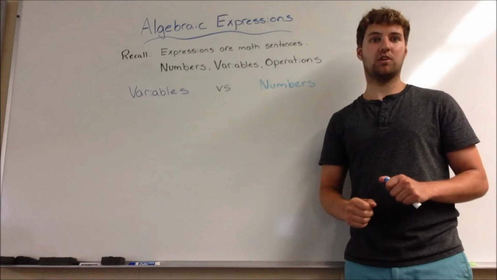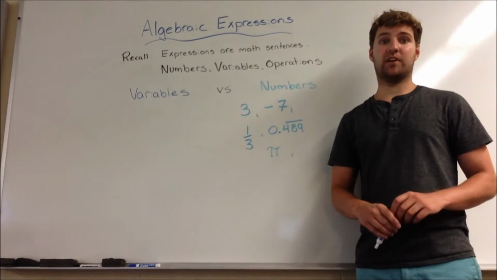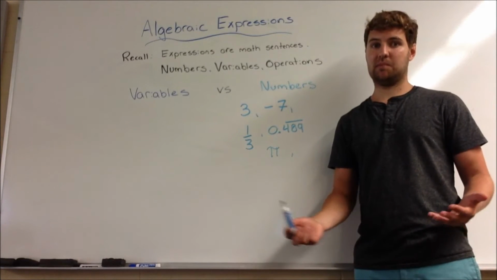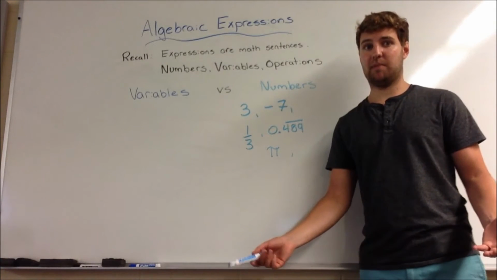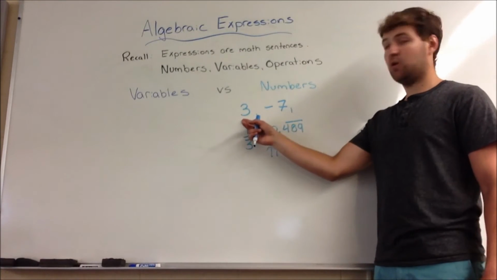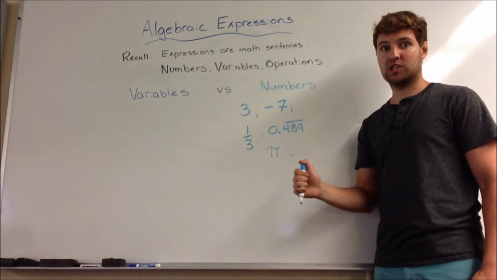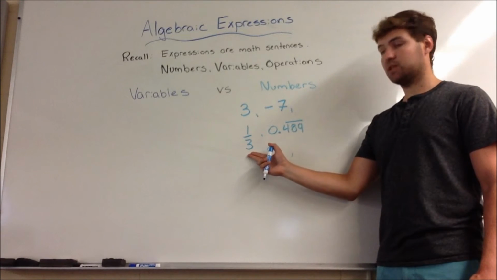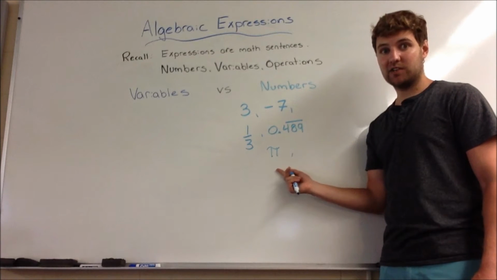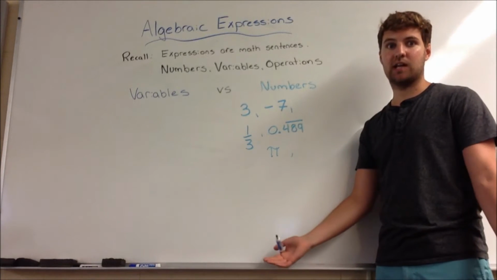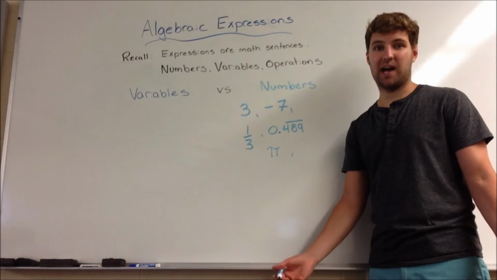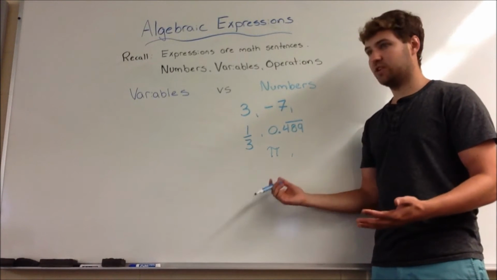So let's first look at what variables are. To understand variables, we first need to understand a little bit more about numbers. Numbers in math come in lots of different kinds. We have whole numbers like 3, integers, and rational numbers like 1/3 and 0.489 repeating. Then we have irrational numbers like pi, numbers that go on and on forever without repeating a pattern. Those are all examples of numbers in math.